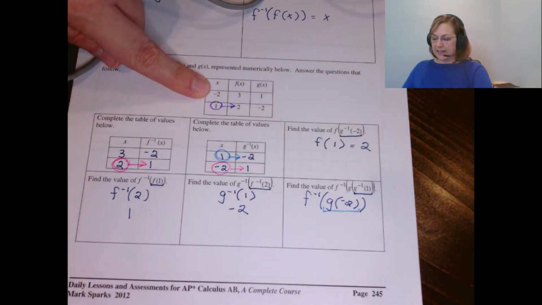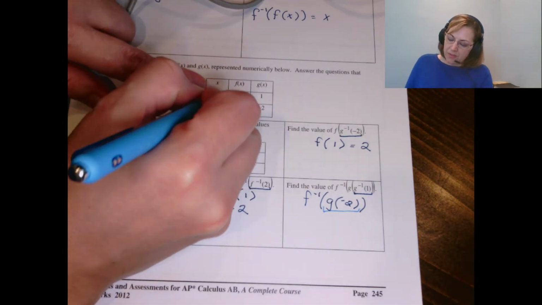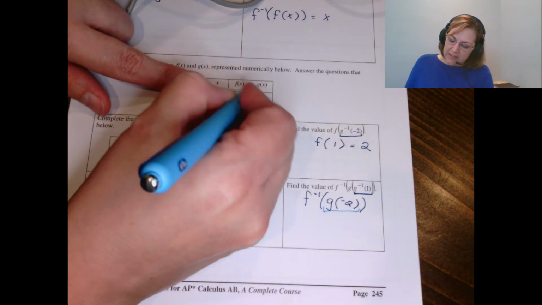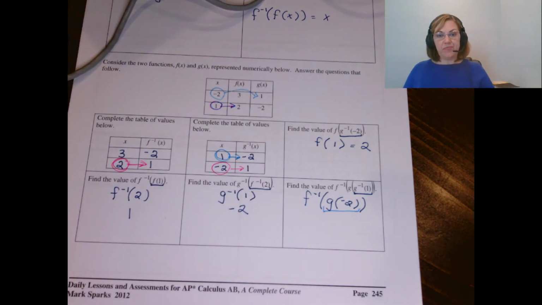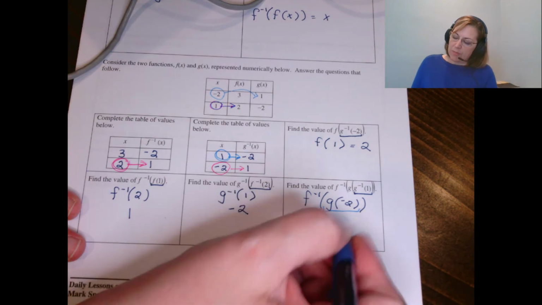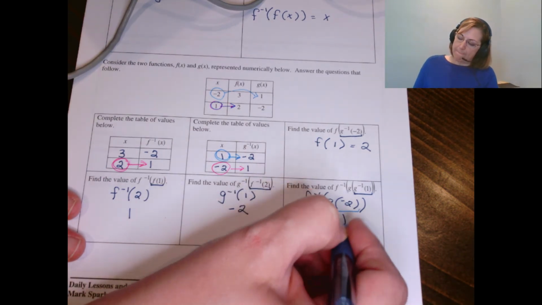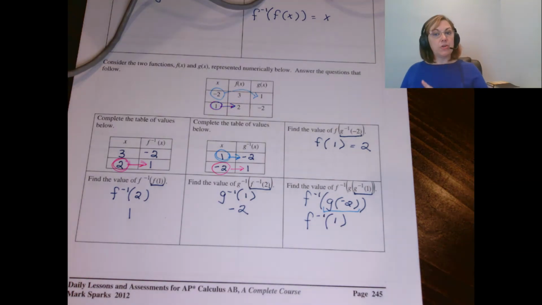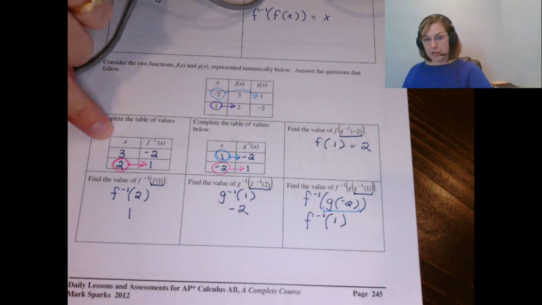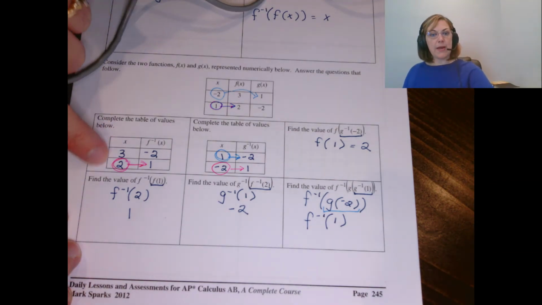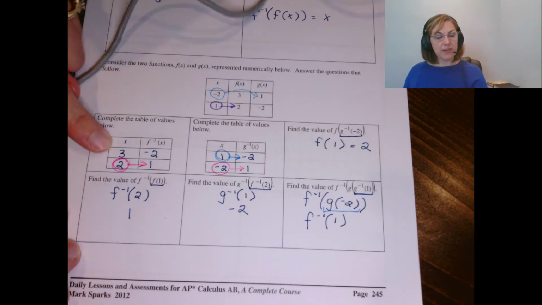When x is -2, g is 1. So I'm going to replace that with a 1. Now I've got f inverse of 1. Go to your f inverse chart, which is here. When x is 1, oh no, we don't have when x is 1.